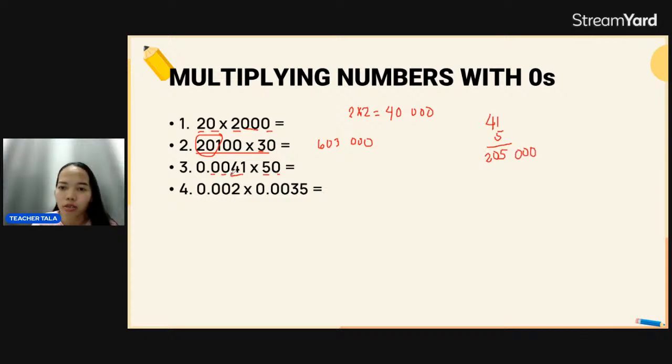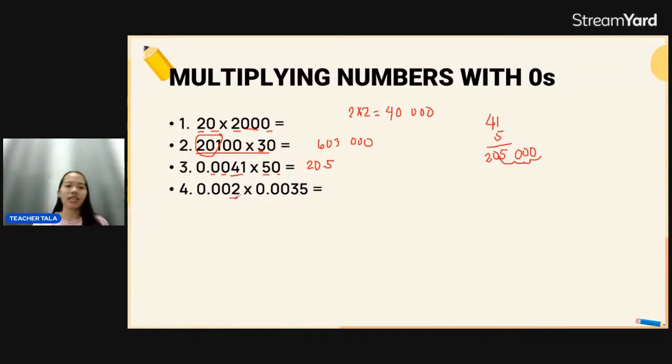Isasali. So we have 1, 2, 3. Now let's count how many decimal places. We have 1, 2, 3, 4. So the answer is 20 point.